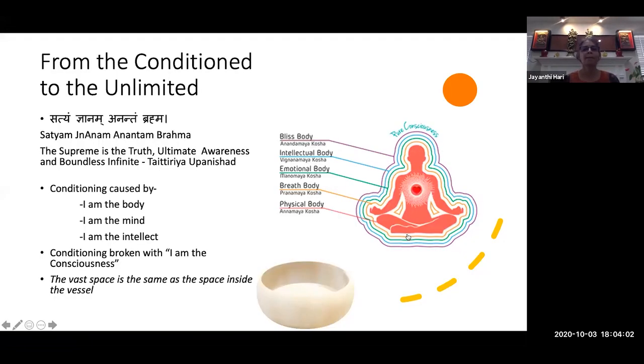Okay. So the first phrase that we looked at was from the conditioned to the unlimited. The Upanishadic statement is Satyam Jnanam Anantam Brahma. The supreme is the truth, ultimate awareness, and boundless infinite. This is from the Taittiriya Upanishad.